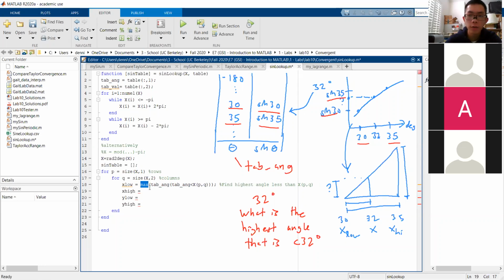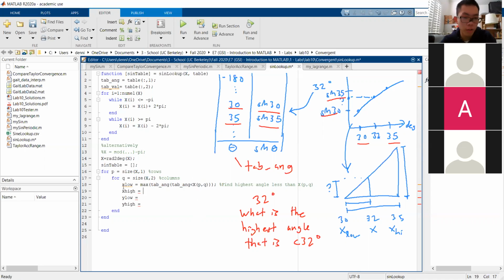The maximum value of the part of the table angles that satisfy the condition, the angle is less than xp, comma q, aka the index of our x, which contains a bunch of angles. This is our 32 degrees. All this is saying is this is our 32 degrees.